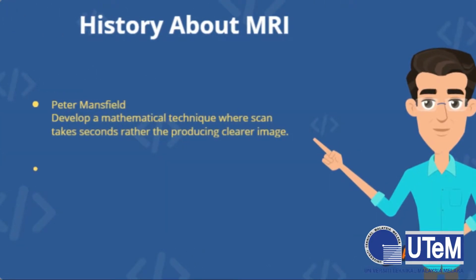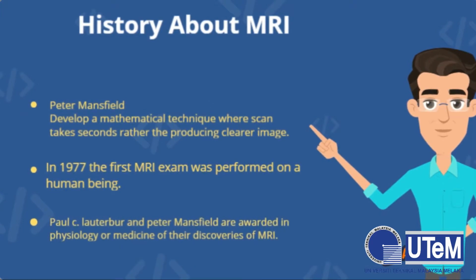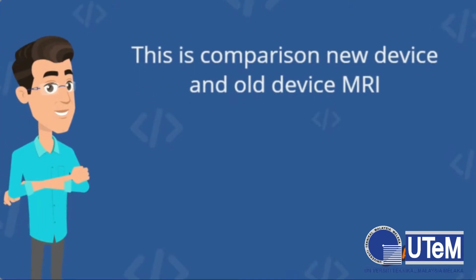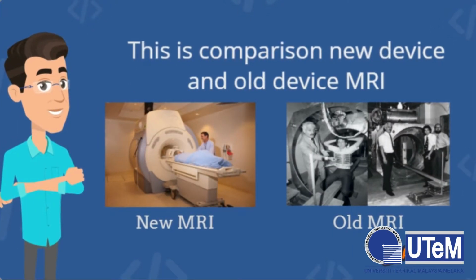History of MRI. Raymond Damadian developed a mathematical technique where it can scan a second radar producing clearer imaging. In 1977, the first MRI exam was performed on a human being. Paul Lauterbur and Peter Mansfield were awarded in medicine for their discovery of MRI. This is a comparison of a new device and an old device MRI. New MRI and old MRI have a lot of improvement.